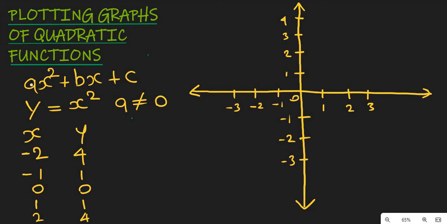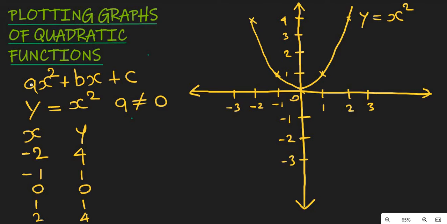Let's plot our graph on this Cartesian plane. When x is minus 2, y is 4. When x is minus 1, y is 1. When x is 0, y is 0. When x is 1, y is 1. When x is 2, y is 4. So we can draw our graph like this. Now, this is the graph of y equals x squared.